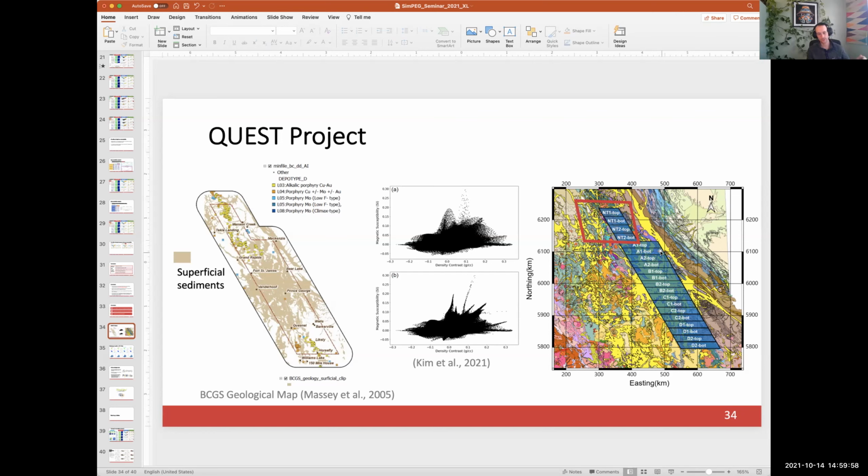And there's a ZTEM survey, right? But we're not there yet in terms of inversion. It would be nice.